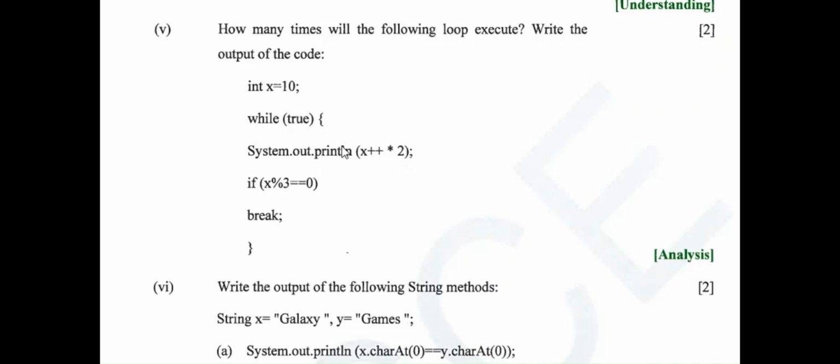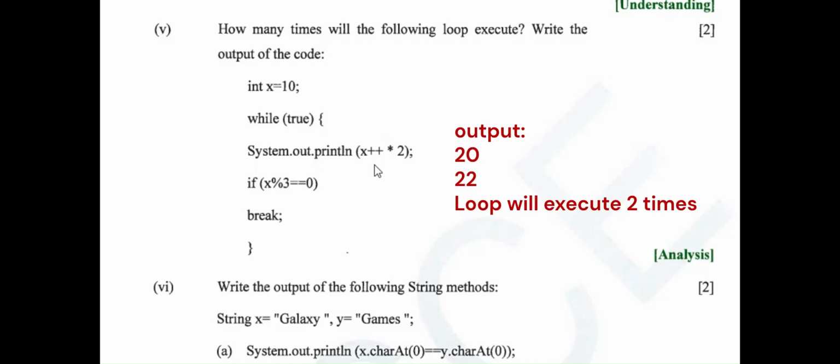In next round, this is your 11. 11 into 2 is 22. So next output is 22. First 20, then 22. And this is your 12. Now value of x is 12. So here 12 modulus 3 equal to 0. So break. It will exit the loop. So output is 20, 22 and 2 times the loop will execute.